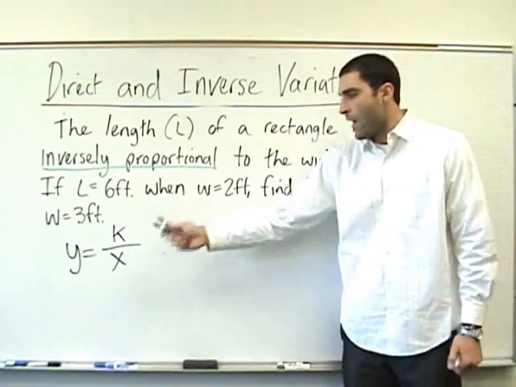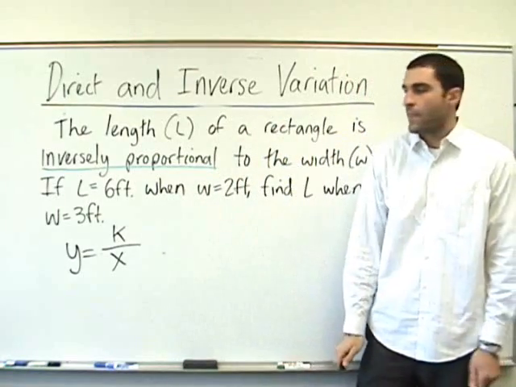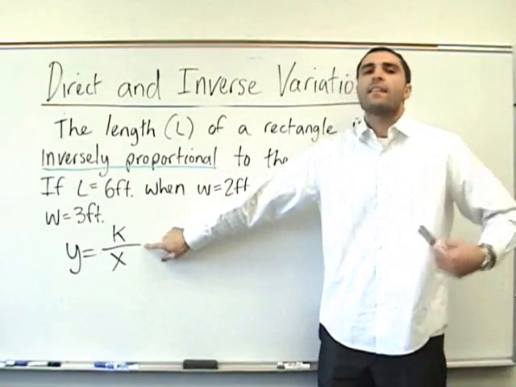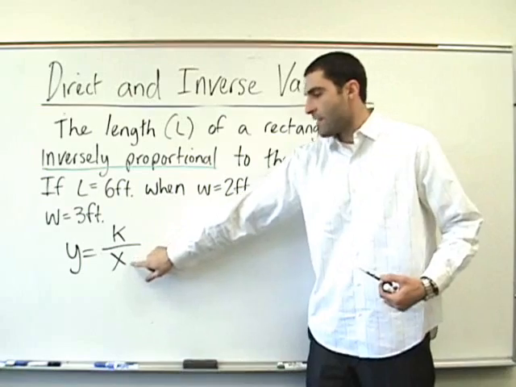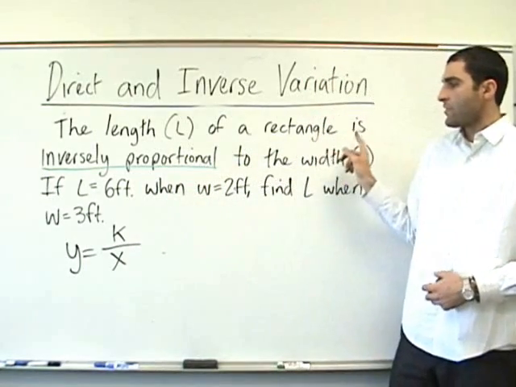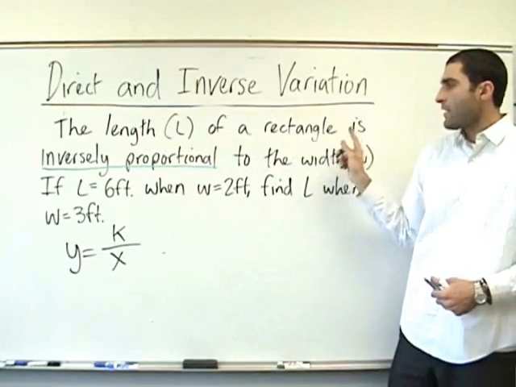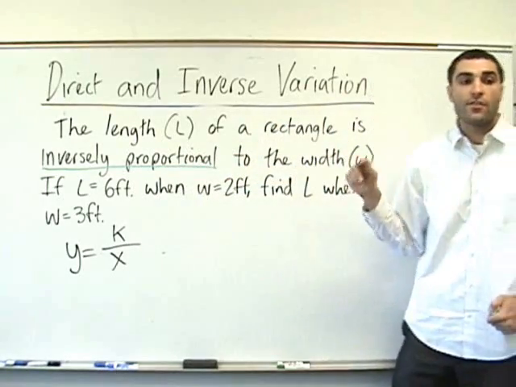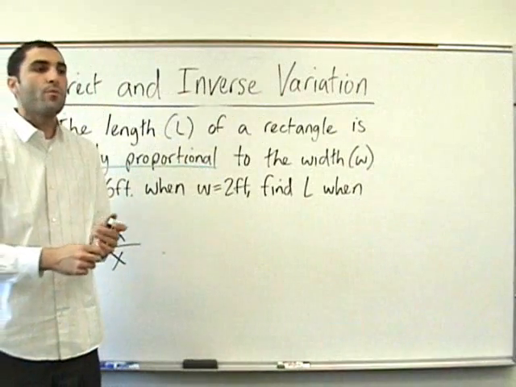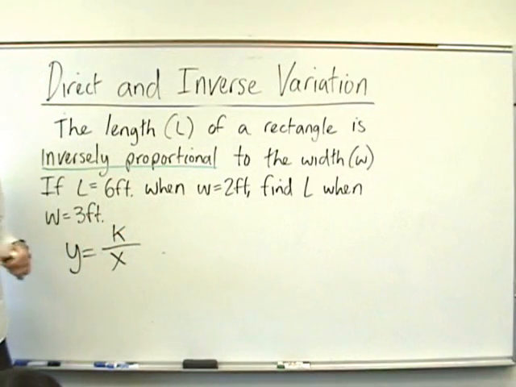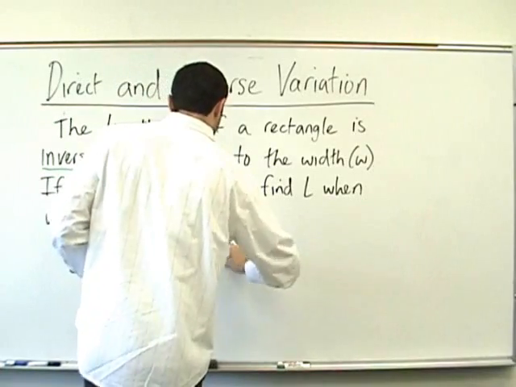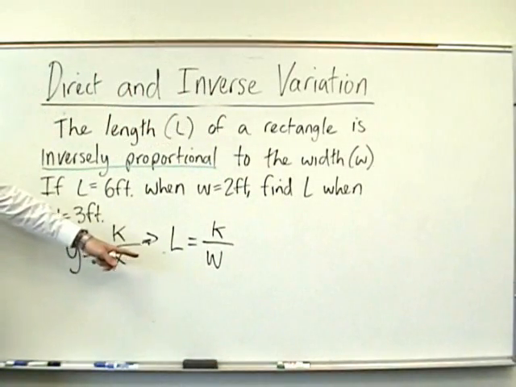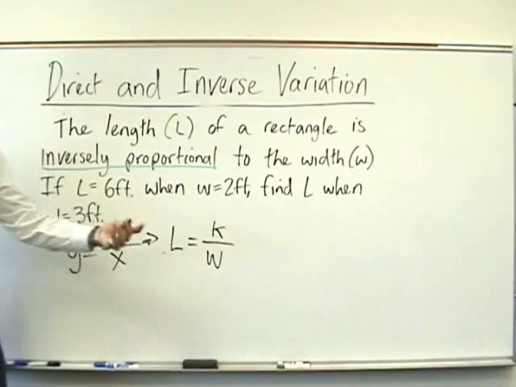In this problem, it's not going to be Y and X, it's going to be L and W. Y inversely proportional to X, or Y varies indirectly to X. The length is inversely proportional to the width, so the formula is L equals K over W. We apply the same rules as last time.